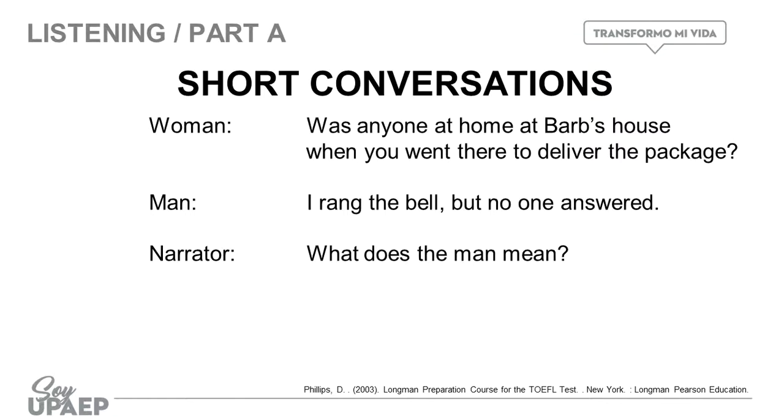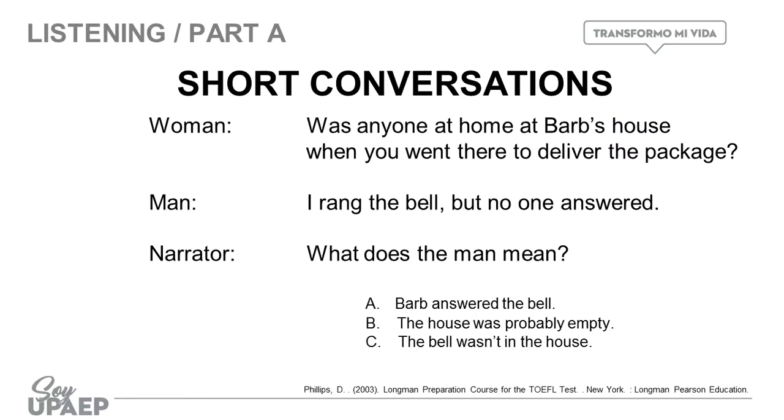If you notice, the second speaker is the man, who said, "I rang the bell, but no one answered." The options to answer this question are: A. Barb answered the bell. B. The house was probably empty. C. The bell wasn't in the house. And D. The house doesn't have a bell. Take a moment in order to analyze the conversation and the options to answer the question.